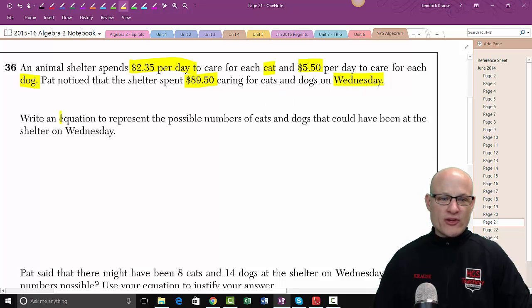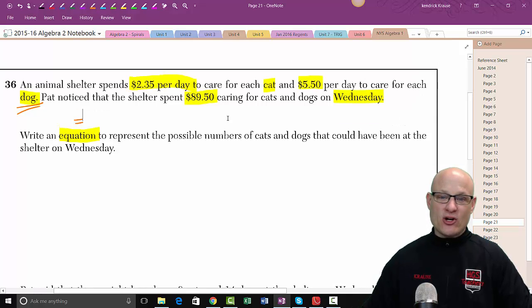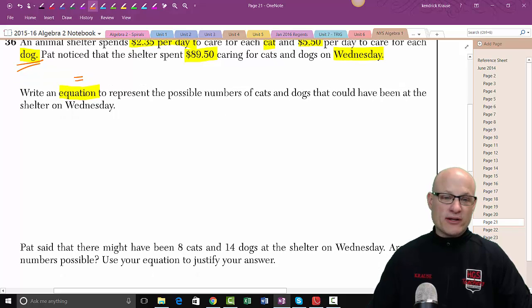Write an equation. Now, this word equation means you better have an equal sign in your equation. Otherwise, it's not an equation. So if there's some reason we don't have an equal sign here, something's wrong. To represent the possible number of cats and dogs that could have been in the shelter on Wednesday. Okay, this isn't too bad. But you got to let it know what your variables are going to be. So we're going to say let C equal number of cats, and let D equal number of dogs.